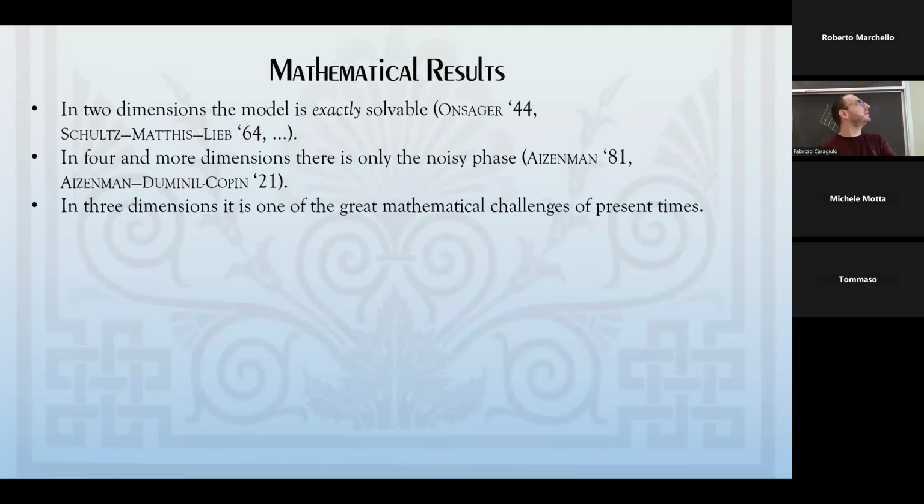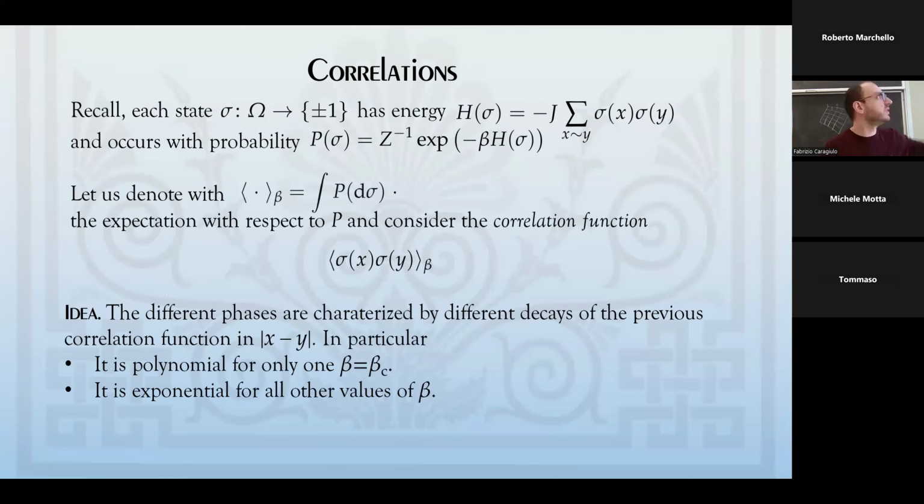A few mathematical results. As I said, in two dimensions, the model is exactly solvable. And the solution was first given by Onsager and was a surprise to everybody, because nobody thought that a model, anyway complex, with infinite variables and so on, could be solvable exactly. And so, for instance, in two dimensions, this beta c is actually an explicit number, a hyperbolic arctangent of square root of 2 minus 1, for some reasons.